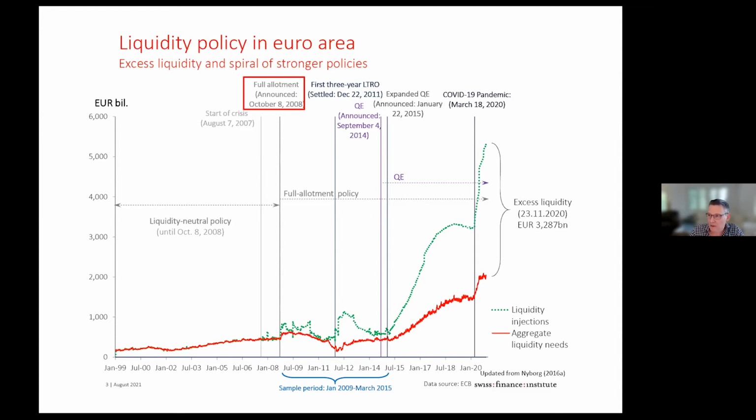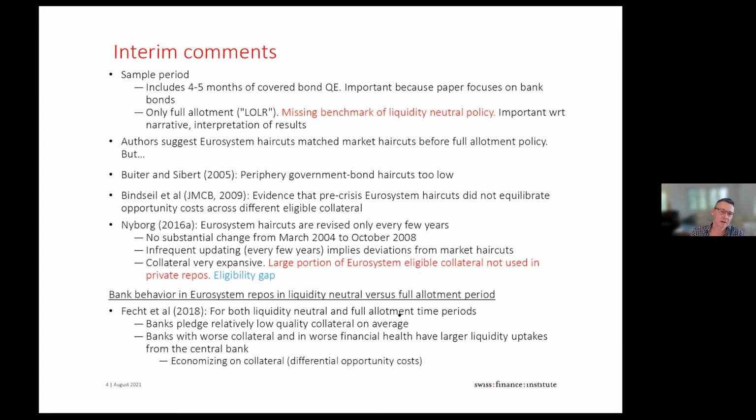The authors are kind of hell bent on attributing the findings to lender of last resort, full allotment. To counter the argument I've just made, that they don't have a data period that goes down into liquidity neutral, they suggest that Eurosystem haircuts matched market haircuts before the full allotment policy. But this is not concordant with the publicly available information that I know of.